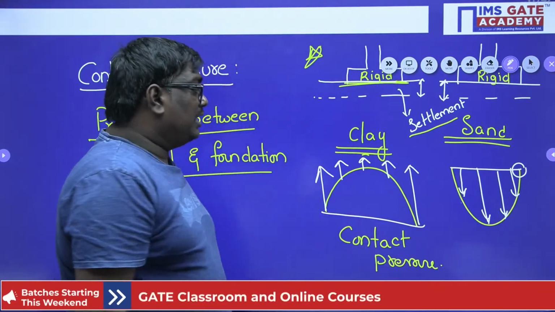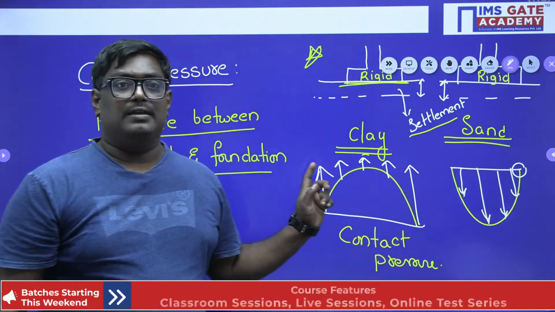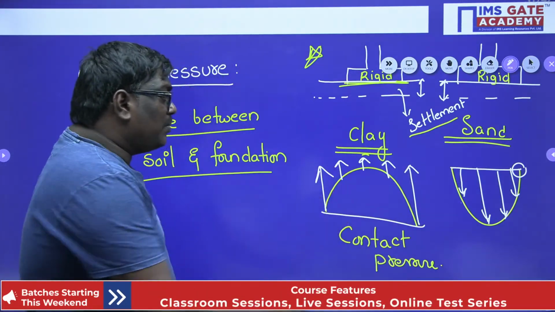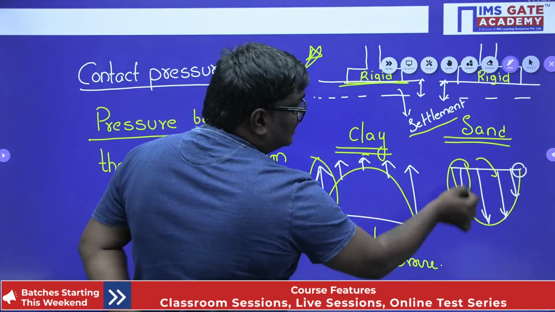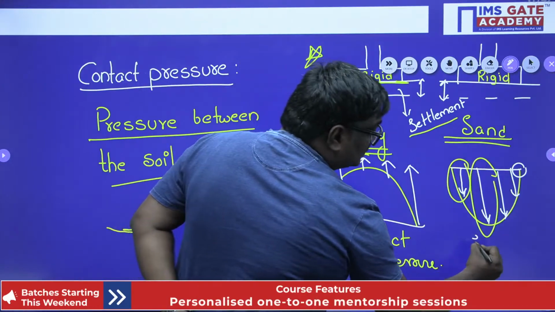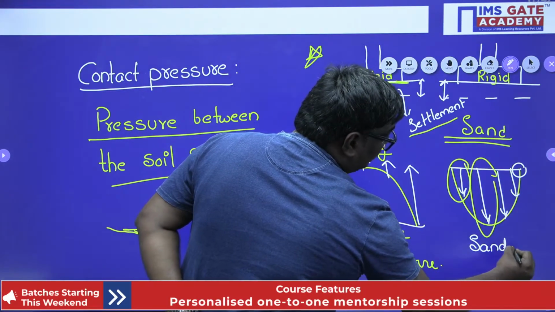Okay. Here the contact pressure varies. See, here the contact pressure is maximum at the corners and minimum at the center; and here it is maximum at the center. This is for sands and this is for clays.